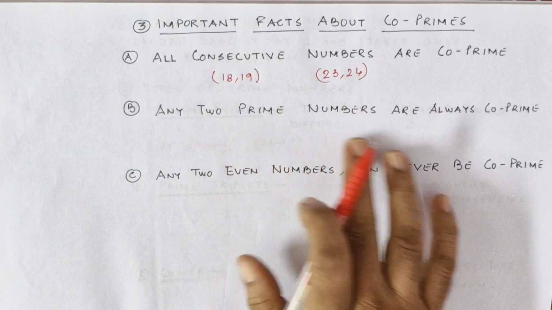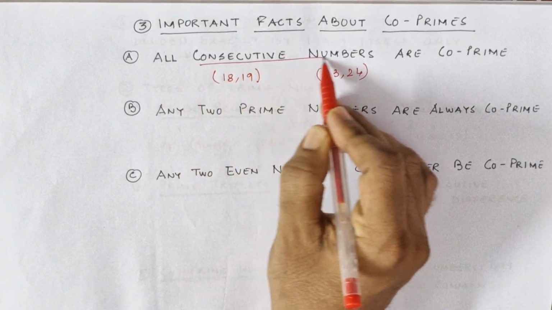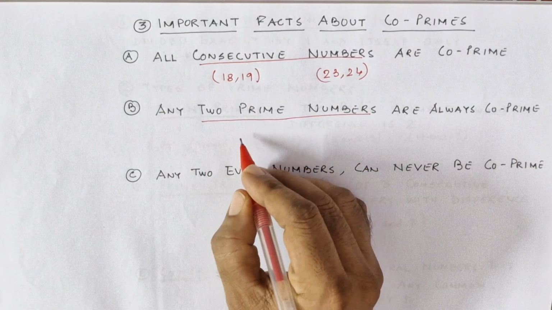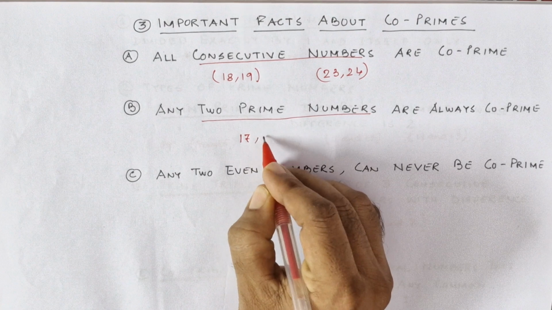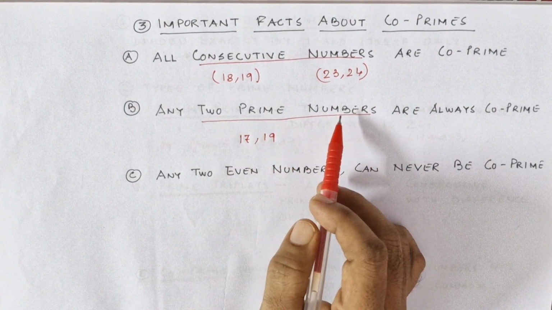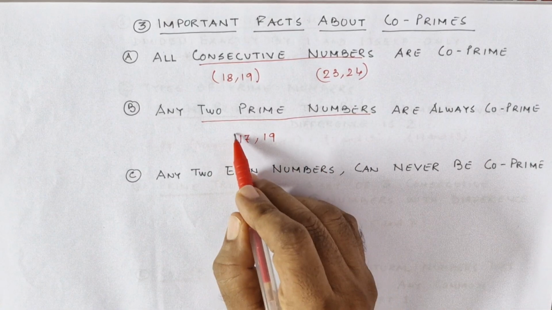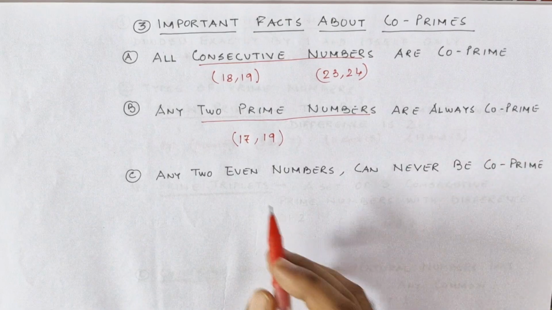Any two prime numbers are always co-prime. So consecutive numbers are co-prime. Any two prime numbers are co-prime, for example, like 17 and 19. So obviously between the prime numbers, the common thing is only one. So that's why any two prime numbers are always co-prime.